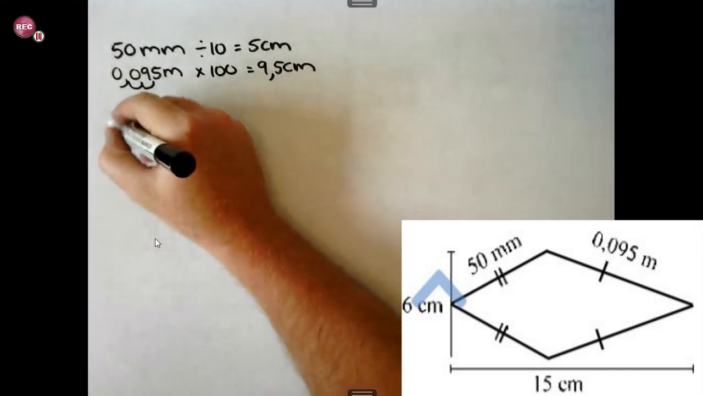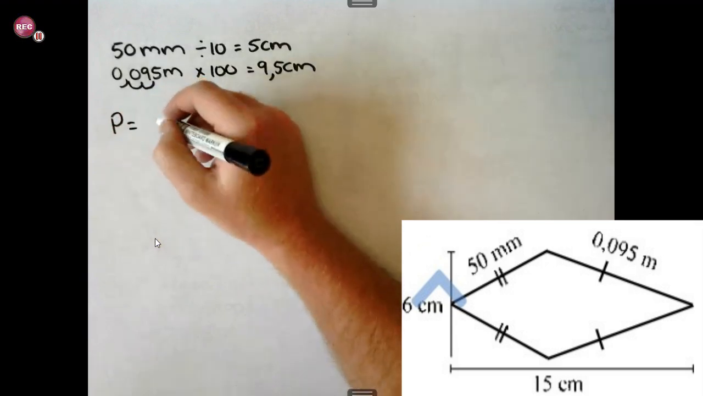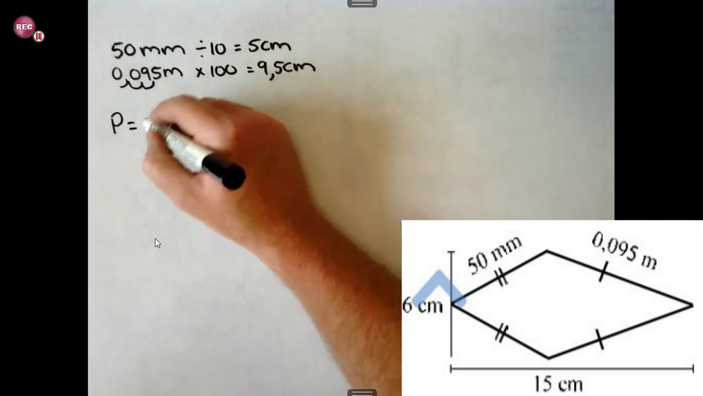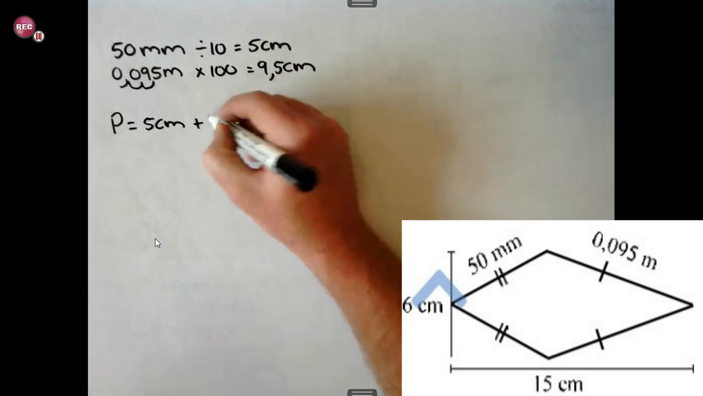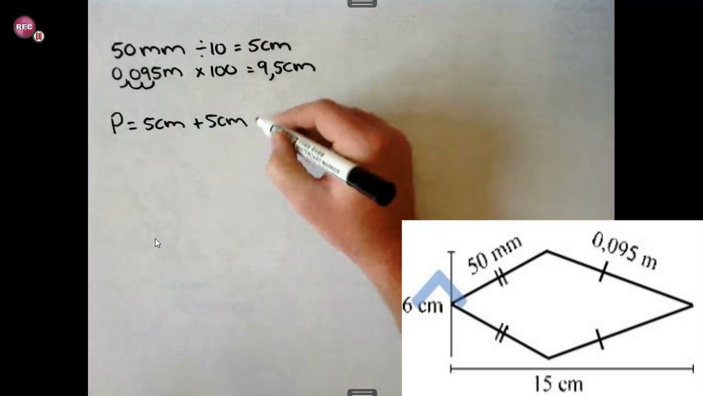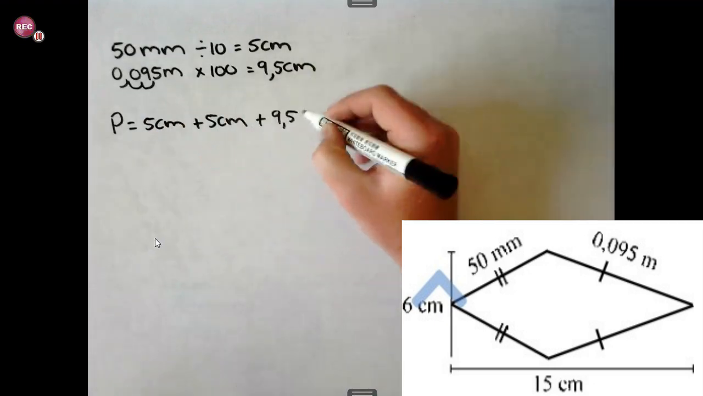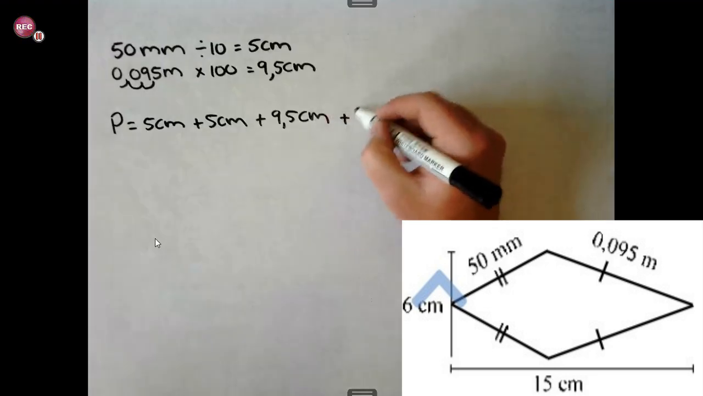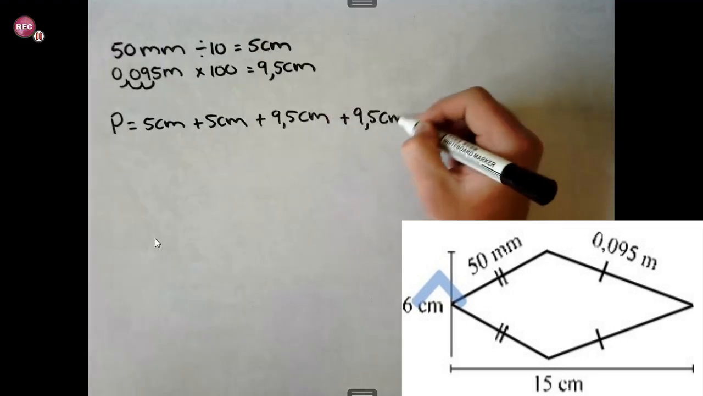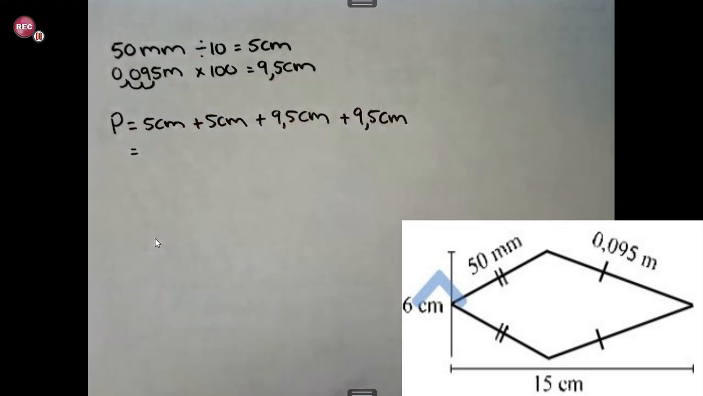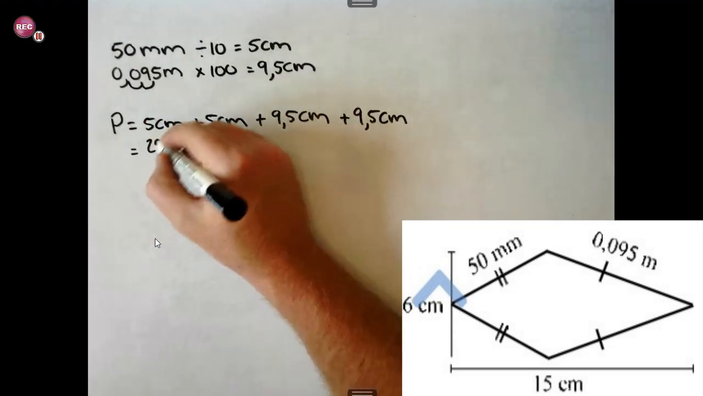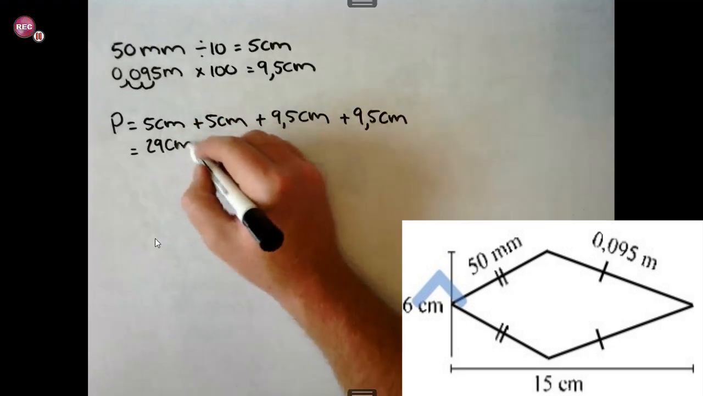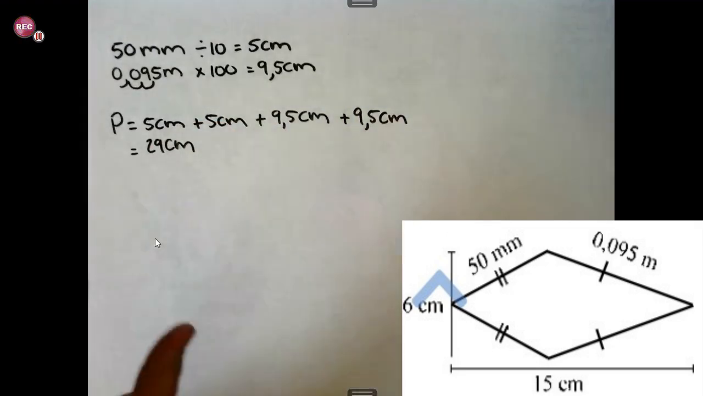So for the perimeter, that would be equal to 5 centimeters plus 5 centimeters plus 9,5 plus another 9,5 centimeters. And that will then give you a total of 29 centimeters, and that would be your final distance around that shape.